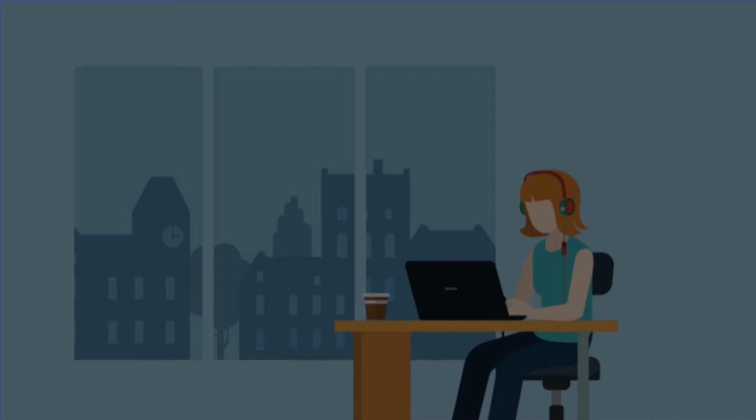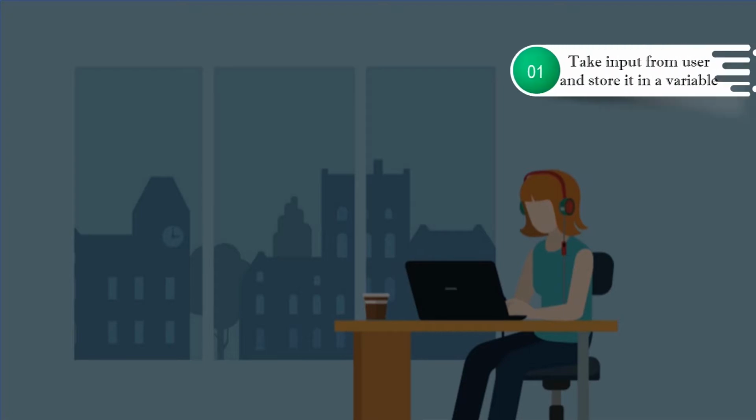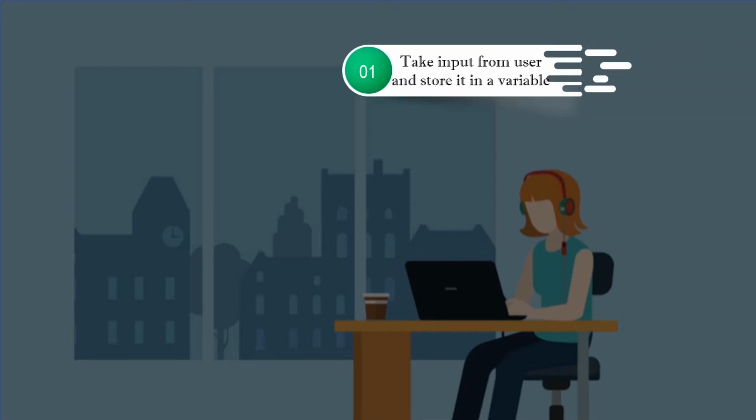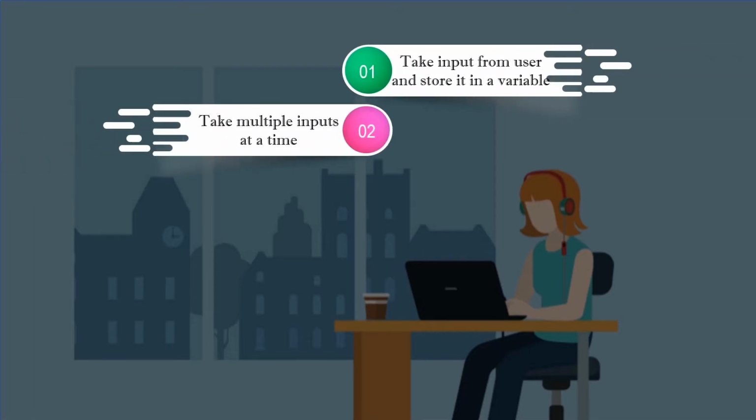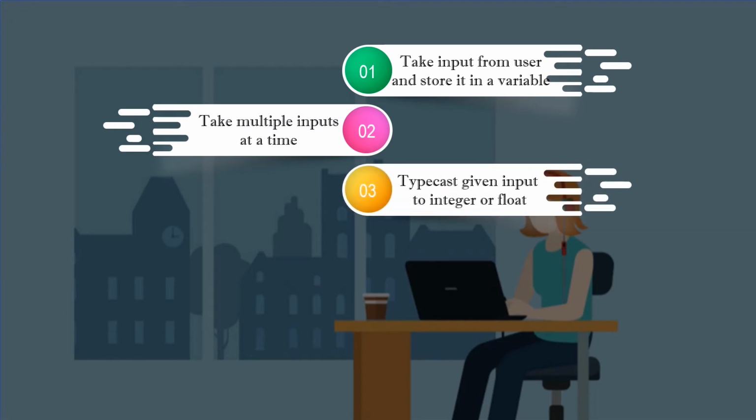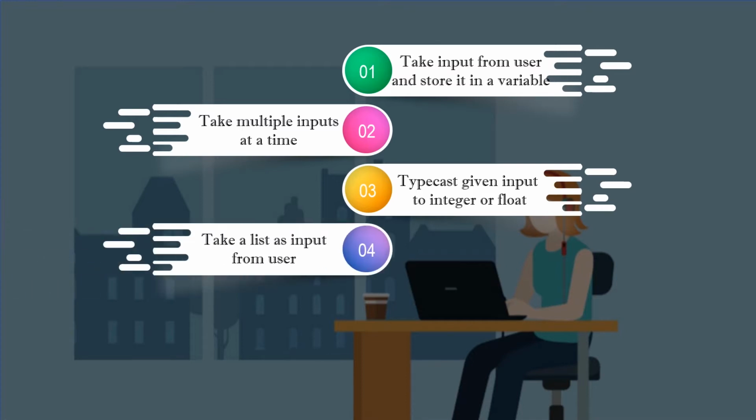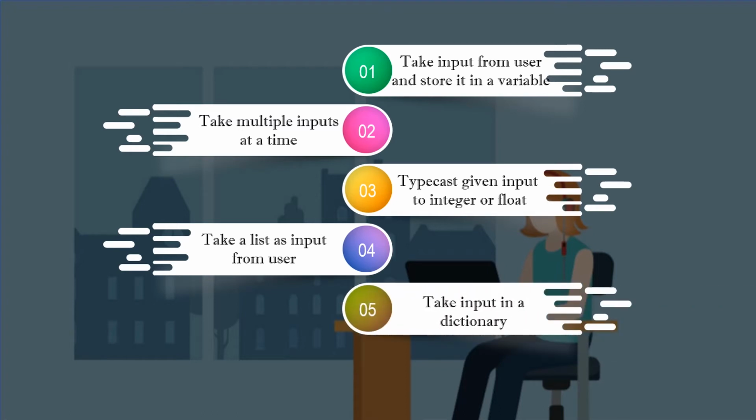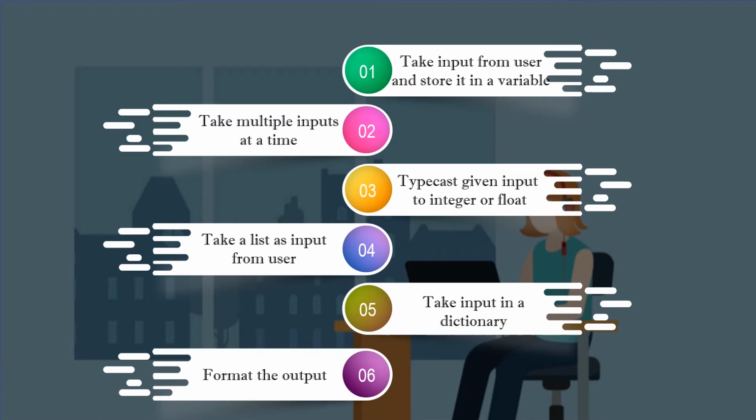So in this video, first we will see how to take input from user and store it in a variable. Next we will take multiple inputs at a time. After this we will typecast the given input to integer or float. Then we will take a list as input from user. After this we will take input in a dictionary, and at last we will format the output.